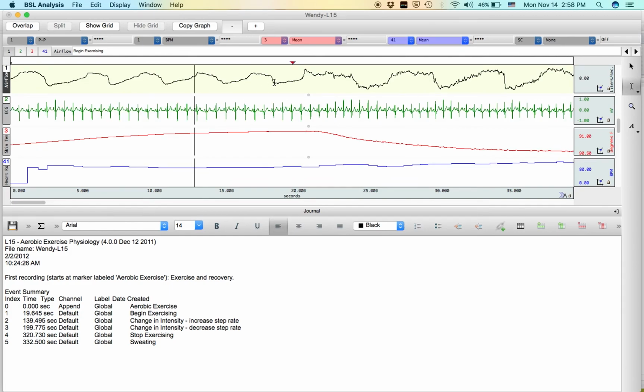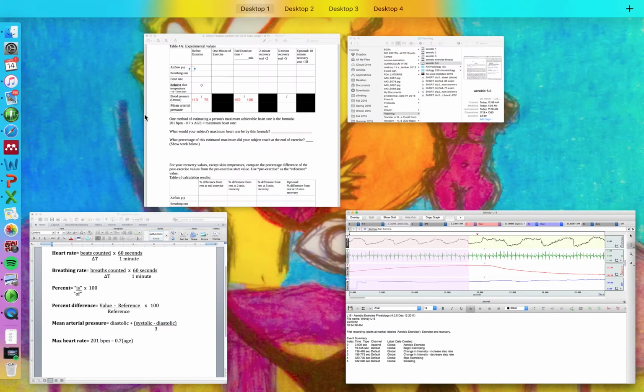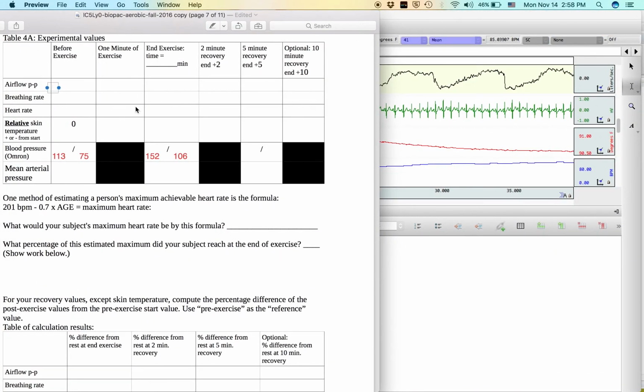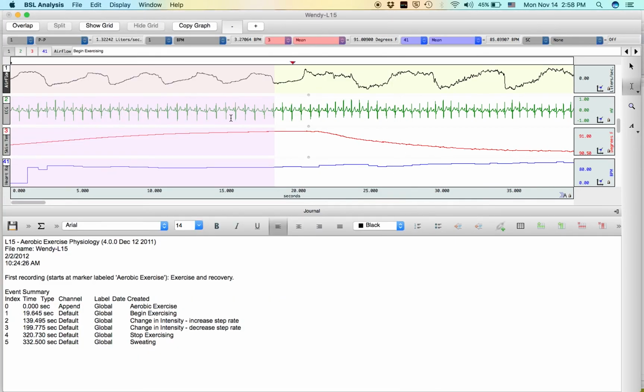And so before exercise, I need to know peak to peak. So I'm going to highlight this entire area right here. I'm using the cursor tool to highlight, and I want channel 1 peak to peak. That is 1.32 liters per second. Now breathing rate.